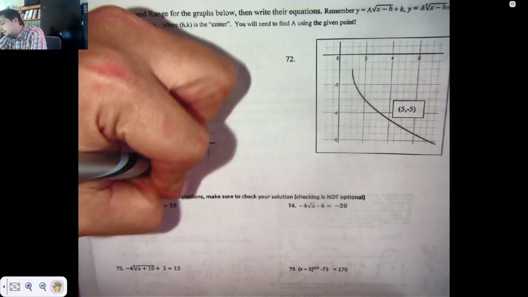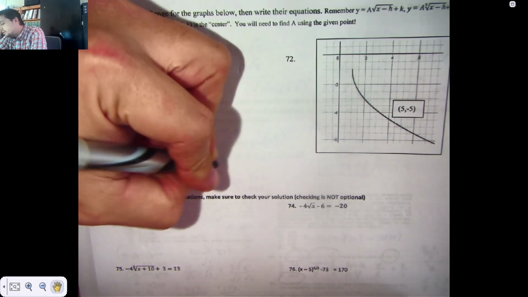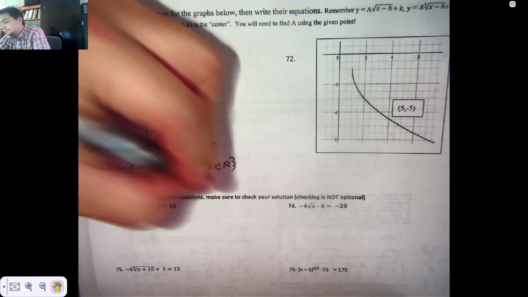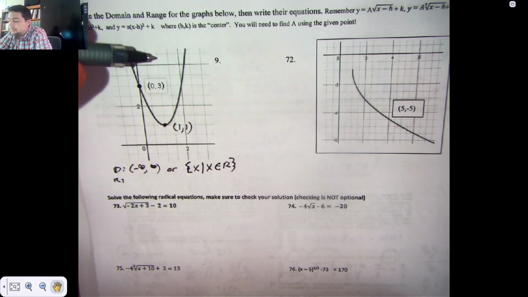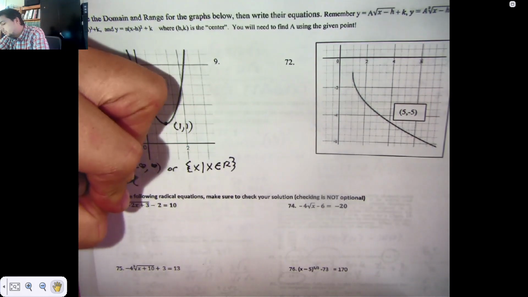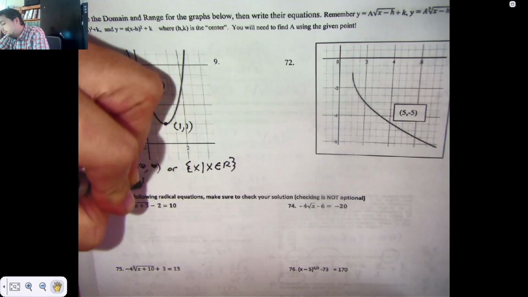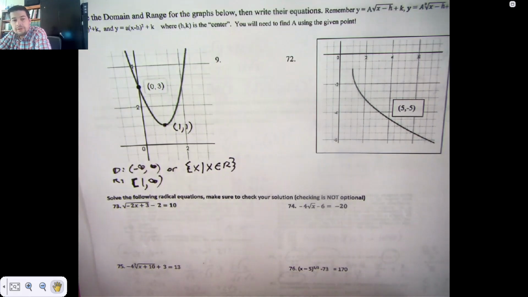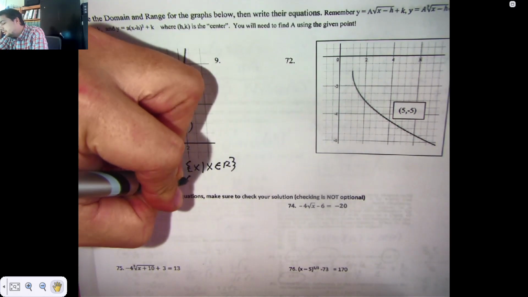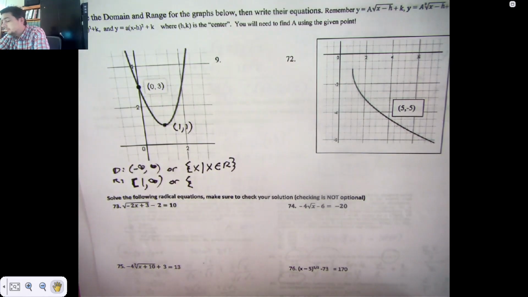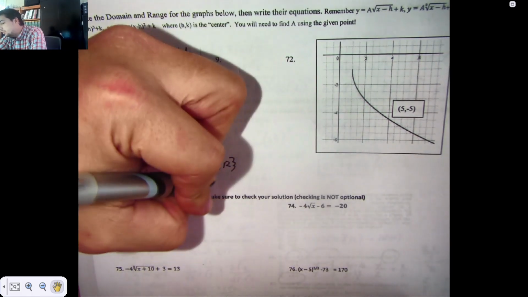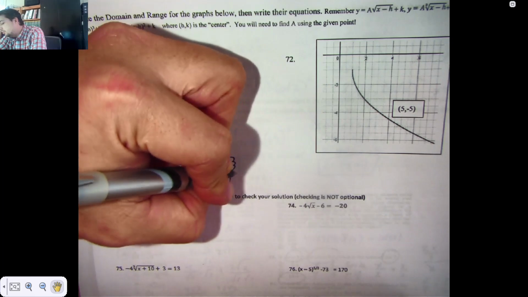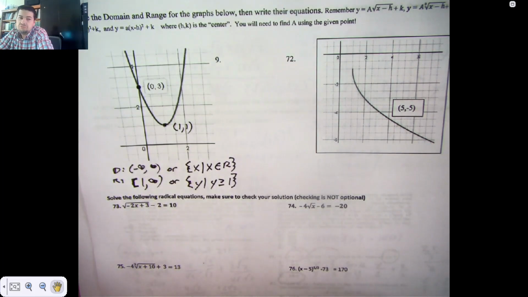If you're a fan of the set builder notation, all values of x such that x is an element of the real numbers. Range is the low y value up, so it would be from 1 with a bracket, because that's an actual point that exists, all the way to infinity. Or again, if you like your set builder notation, which a lot of people do because they just don't get intervals, all values of y such that y is greater than or equal to 1. It's not bad at all.